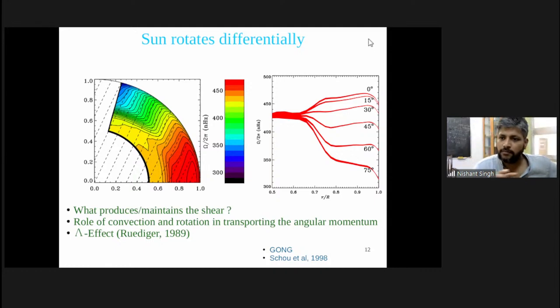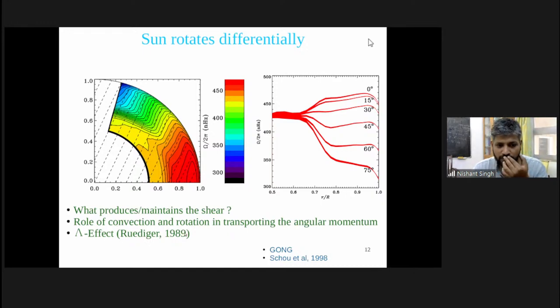But there are some pointers, and if you look up those books, you'll find that the Schwarzschild criterion is invoked. And there are theories like mixing length theory, you must have heard. Mixing length theory tries to explain the convection in stars, including the sun. But we also know that it's an incomplete picture, and we are not able to predict from those theories the somewhat latest observations. Nevertheless, it is very interesting that there is a shear. The question is, what produces and maintains the shear? The hint is the role of convection and rotation. The sun is, after all, a slowly rotating body.